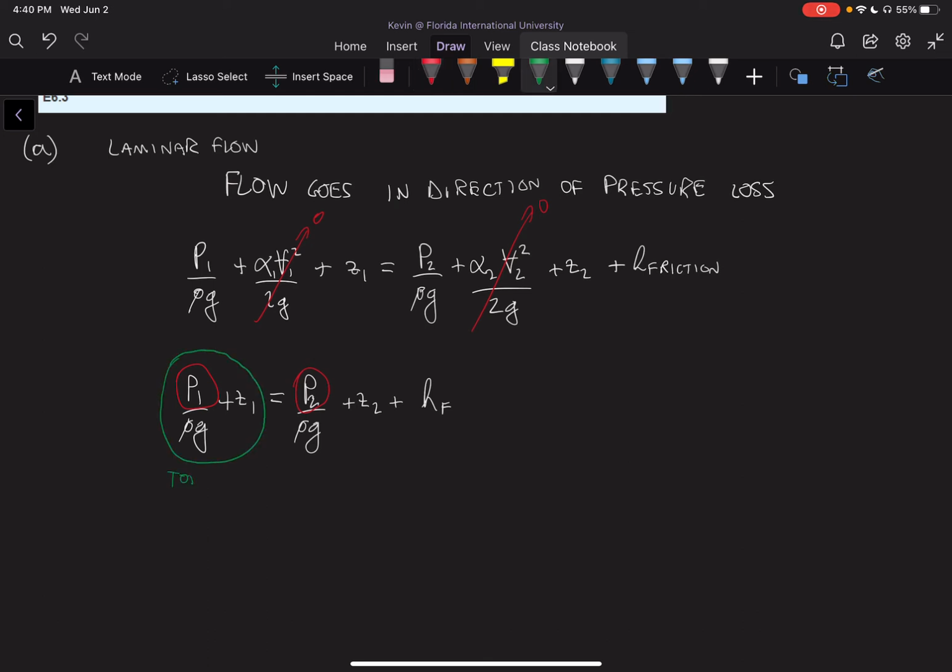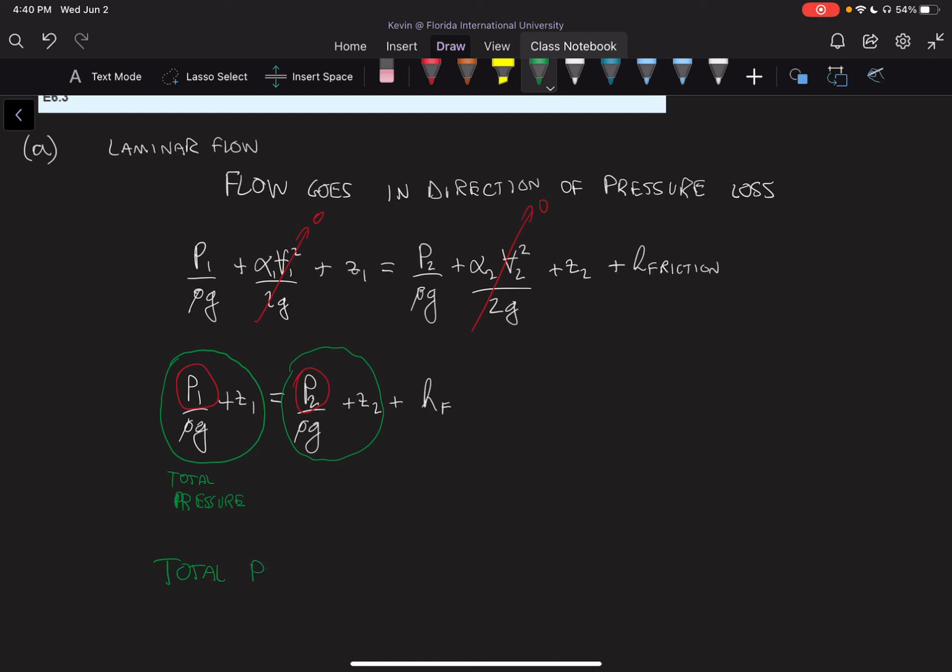Remember that this is the total pressure. If you remember our analysis of hydraulic grade lines and energy grade lines, those are essentially what we're looking for here. So this is our total pressure of our system at 1 and our system at 2. And H friction is basically the difference between the two pressures. So what we're going to have to do is figure out our hydraulic pressure at point 1 and our hydraulic pressure at point 2, or our total pressure essentially at point 1 and our total pressure at point 2.